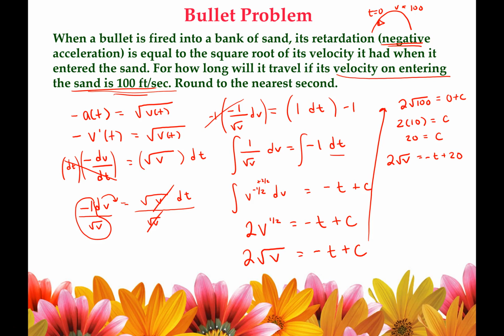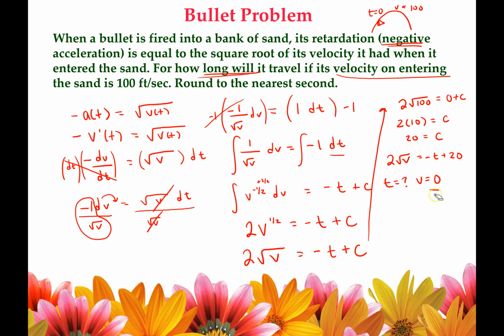All right, we have our last thing, and that is we want to figure out how long it will travel. Well, we are trying to figure out when the bullet stops, how long it's going to travel until it stops. So we want to know what the time is when my velocity is 0. This means when it stops, right? Velocity is 0 means it stops. So I'm trying to find how long it's traveling until the velocity is 0, meaning that the bullet stopped.